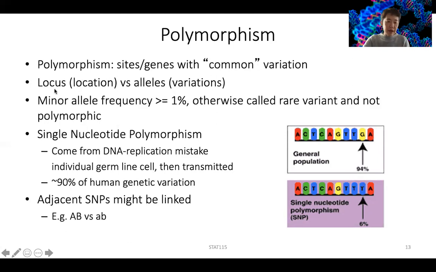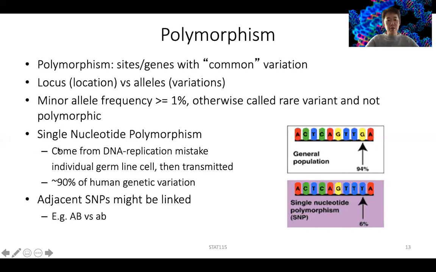So here we want to define that this location is called a locus. The plural is loci. And in this location, because they have either a G or a T, we say it has 2 alleles. Allele means the possibilities in this location. So in this locus, we have 2 alleles. G is the major allele, T is the minor allele. In order for something to qualify as a polymorphism, the minor allele frequency needs to be over 1% in the population. Otherwise, we call it a rare variant and not really polymorphic, okay?